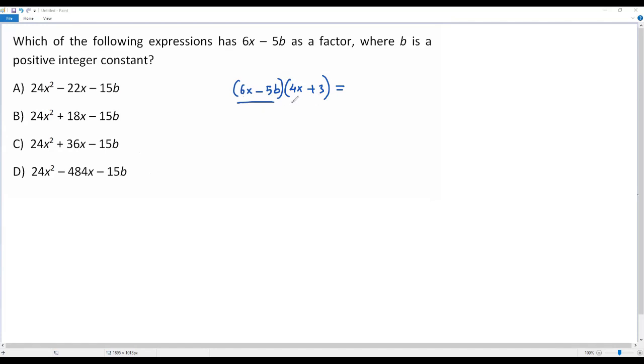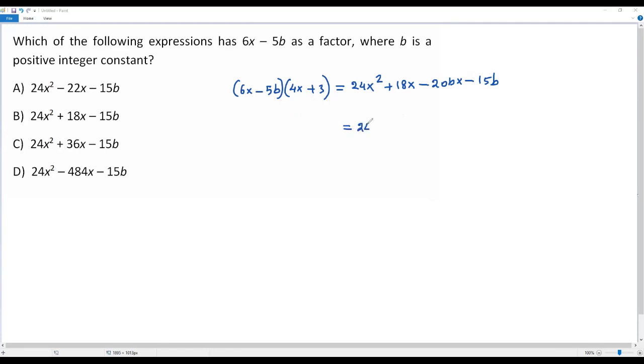We can multiply these two binomials using the FOIL method. Let me multiply the first terms: 6x times 4x is 24x squared. Now the outer terms: 6x and positive 3. I am getting 6x times 3 is a positive 18x. Now let's multiply the inner terms, negative 5b and positive 4x. I am getting negative 20bx. And now let's multiply the last terms, negative 5b and positive 3. Then I am getting negative 15b.